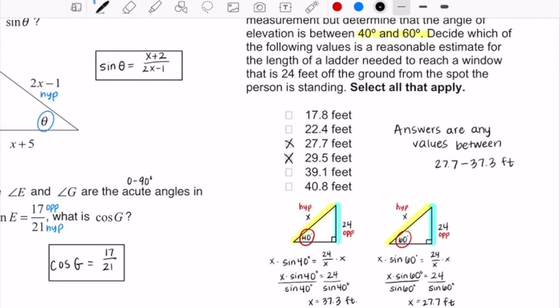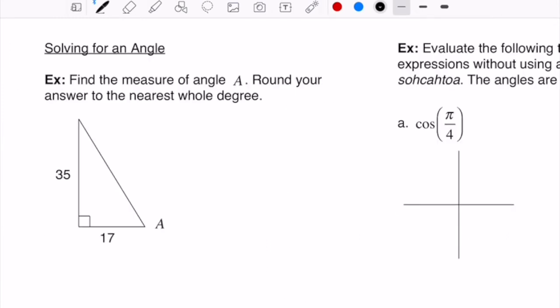The next letter would be too long, and then the last letter would be too long. And so again, based on the fact that the angle of elevation is between 40 and 60 degrees, only these two values here, 27.7 and 29.5 feet, would work as lengths of the ladder. All right, moving on. So in this next example, we're trying to find the measure of angle A.